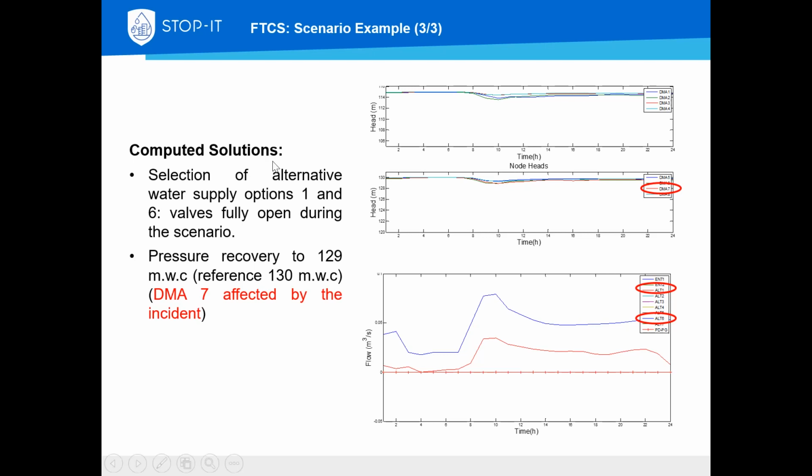In this case, the affected DMA is DMA 7, and the pressure was recovered to 129 meters, being 130 the reference, and here alternative water supply options 1 and 6 have been used in order to recover the pressure. So at the end, the valves associated to these alternative water supply options are fully open during the scenario.